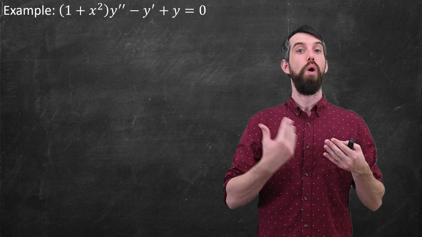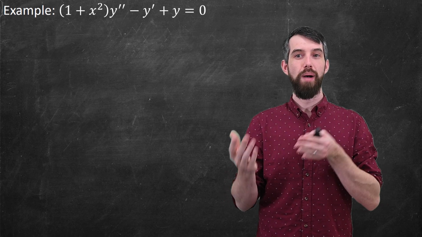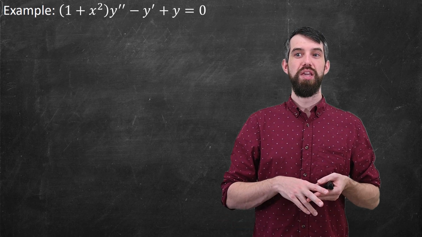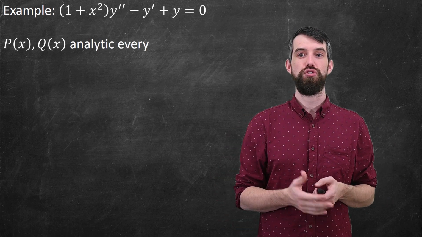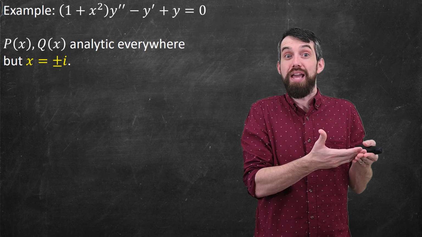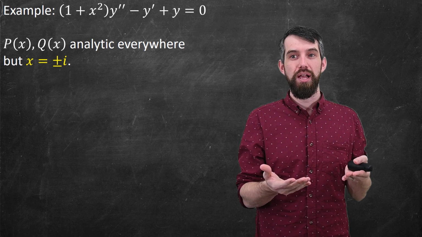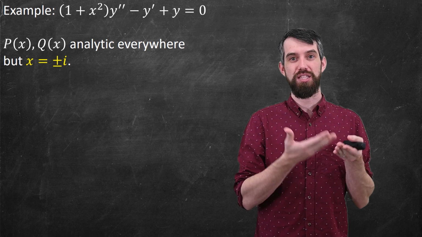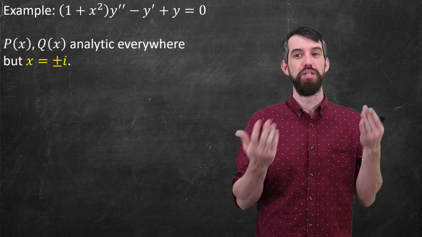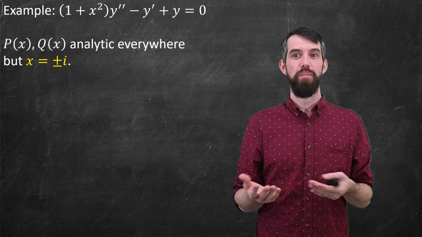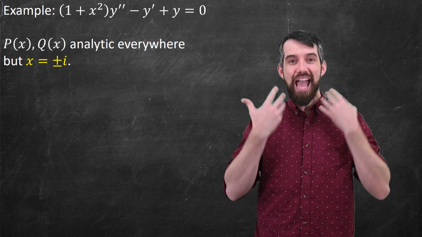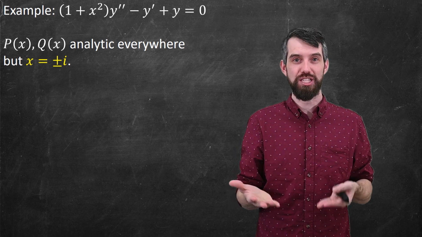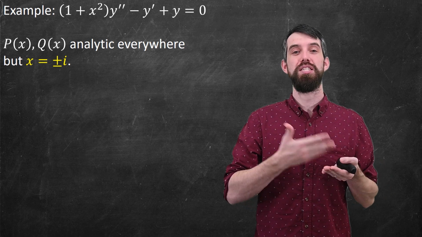I'm going to have the equation (1 plus x squared) y double prime minus y plus y equal to 0. So in this case, the only problem spot, if I try to divide through by the a, the 1 plus x squared, is where that a of x, the coefficient of y double prime, could be 0. And so the p of x and the q of x are analytic everywhere except for plus or minus i, because 1 plus x squared is only 0 when x is equal to plus or minus i.